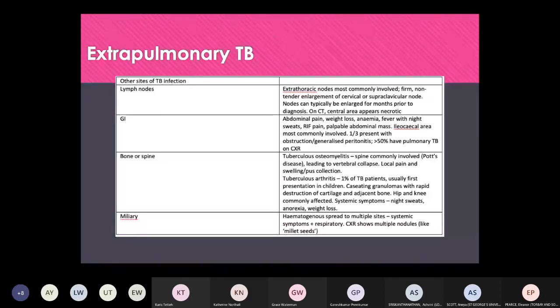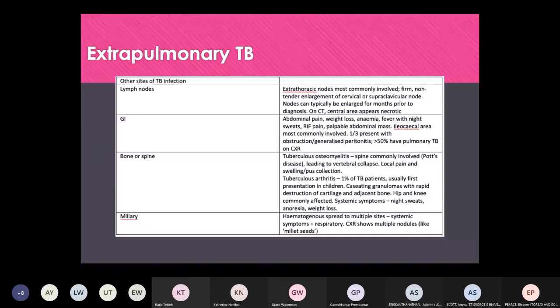GI symptoms: people can present quite non-specifically with abdo pain, weight loss, anemia, and as you can imagine, a lot of these patients will be investigated for lots of other things first, and people often won't think about TB until later on, although over half of these people will have evidence of a Ghon complex or a Ranke complex on their X-ray. You can get TB in the bones, so the spine is commonly involved, and this is called Pott's disease, and can present with sudden vertebral collapse and fractures. And you can very rarely get arthritis associated with TB, and that often happens in young children.